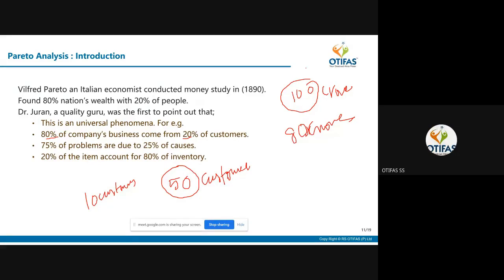So here, this is your sales. This is your customers. Now, I am not exaggerating. This happens. I have done it with many companies. I have found it almost true. What does it mean, 80-20? That means out of 50 customers, 10 customers are responsible for 80% of your business.